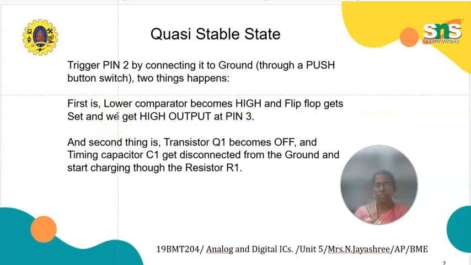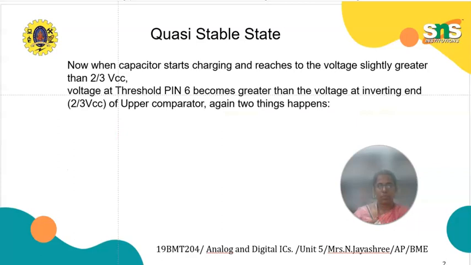Trigger pin 2. By connecting it to ground, two things happen. First, the lower comparator becomes high and the flip-flop becomes set, and we get the high output at pin 3. And the second thing is that transistor Q1 becomes off and timing capacitor C1 gets disconnected from the ground and starts charging through the resistor.